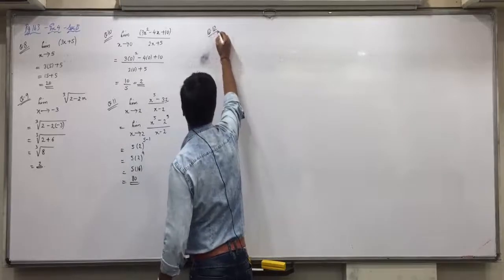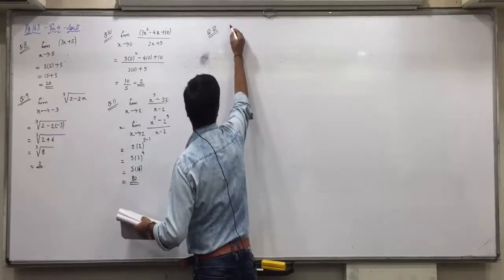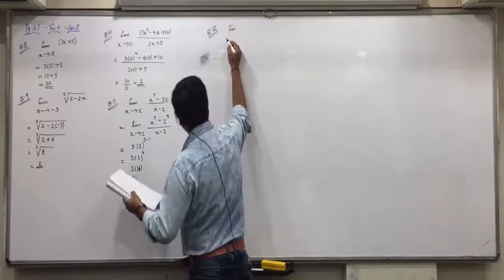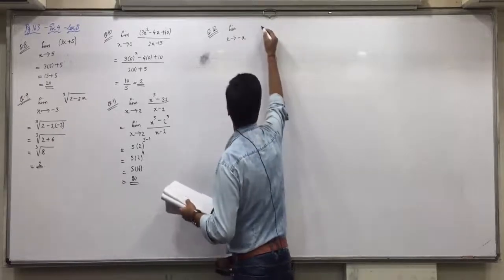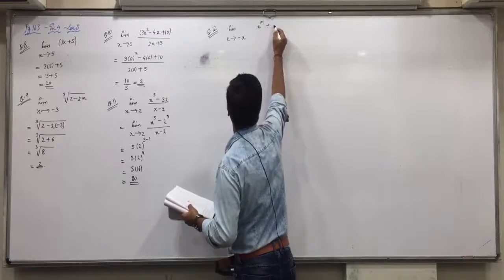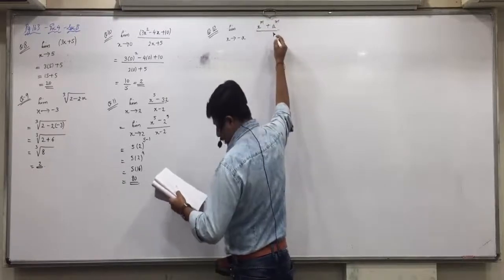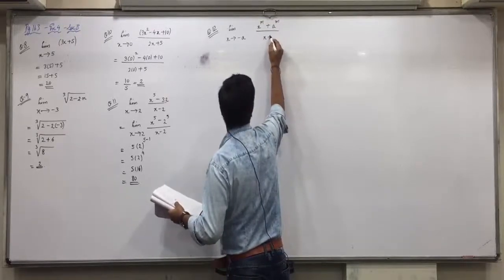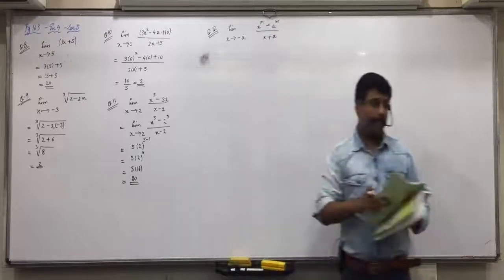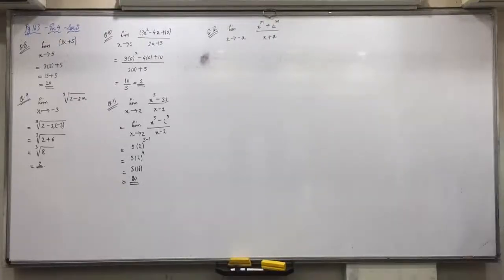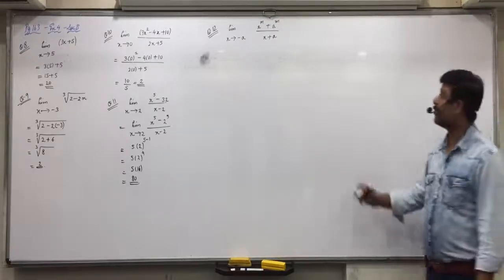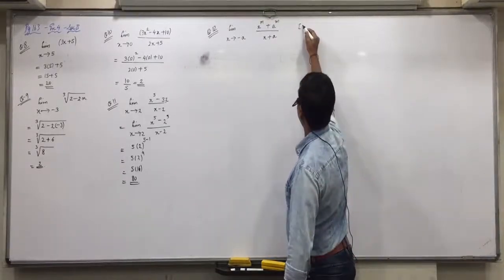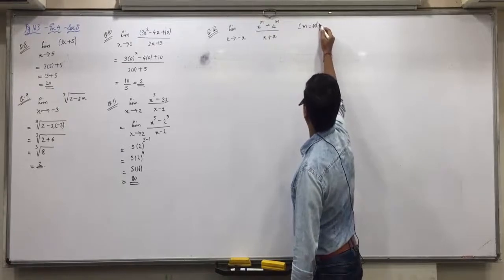Question 12. Find the value of the limit as x tends to minus a of x raised to m plus a raised to m upon x plus a, where m is an odd number. Underline that. Here m is an odd number.